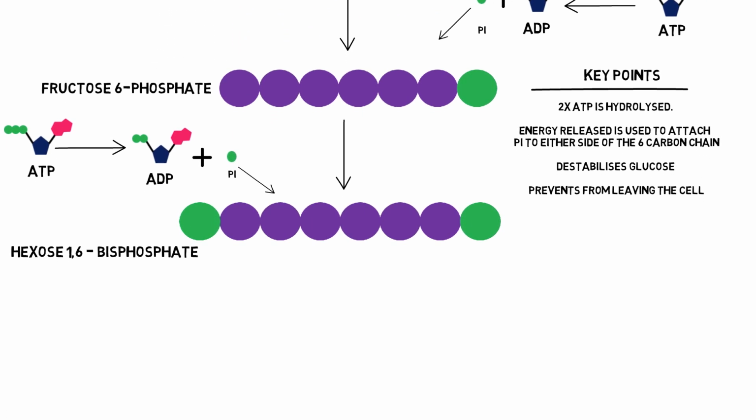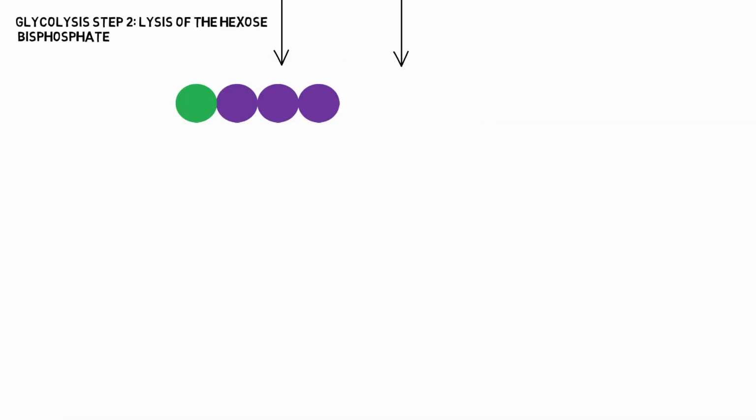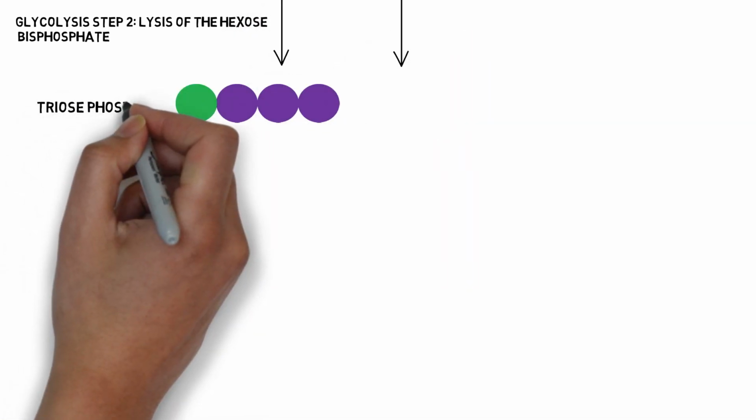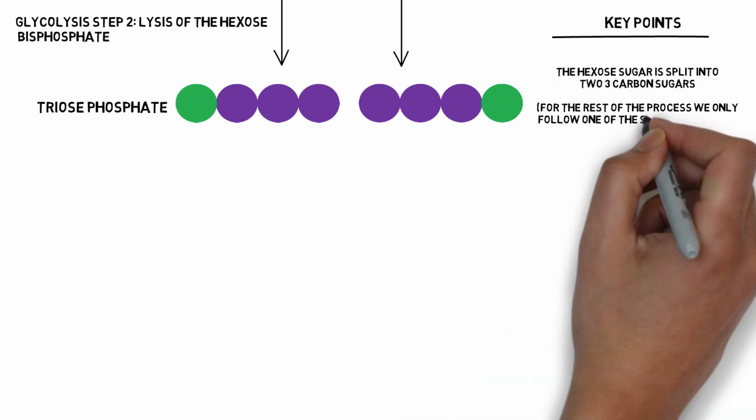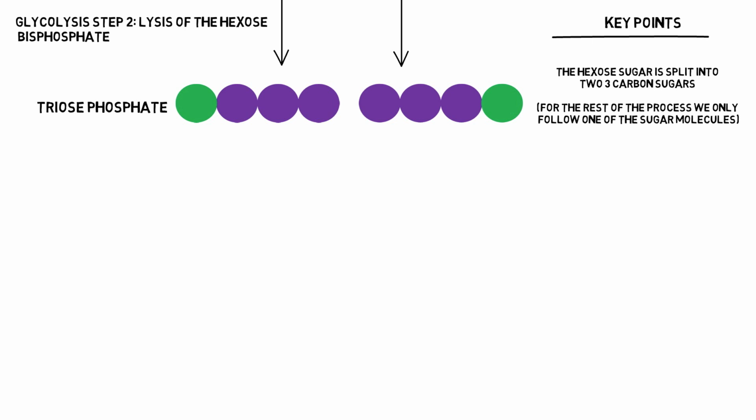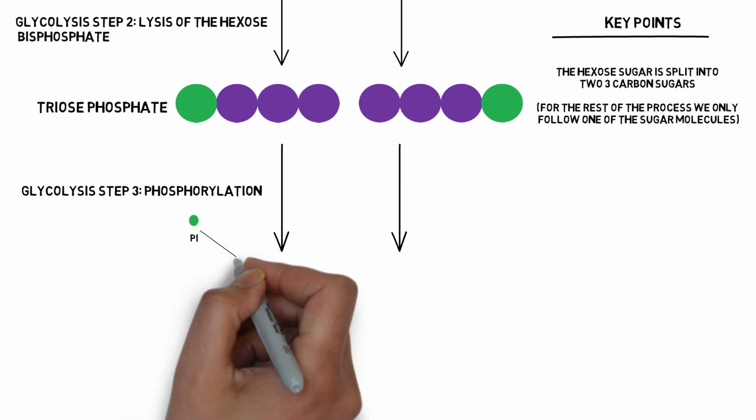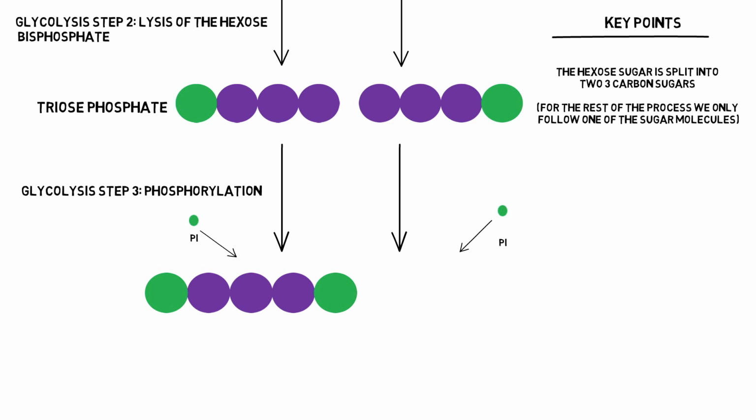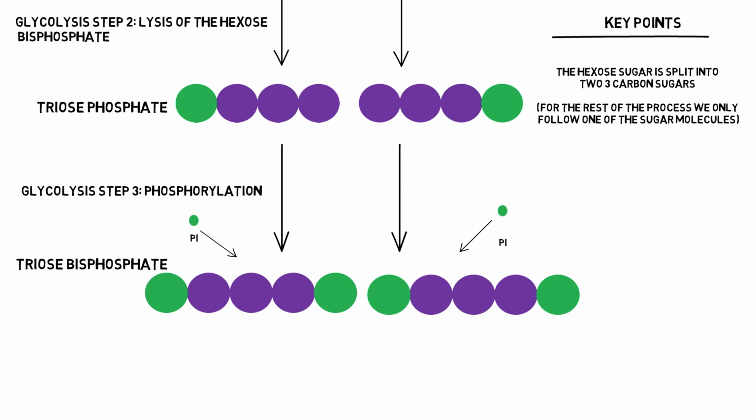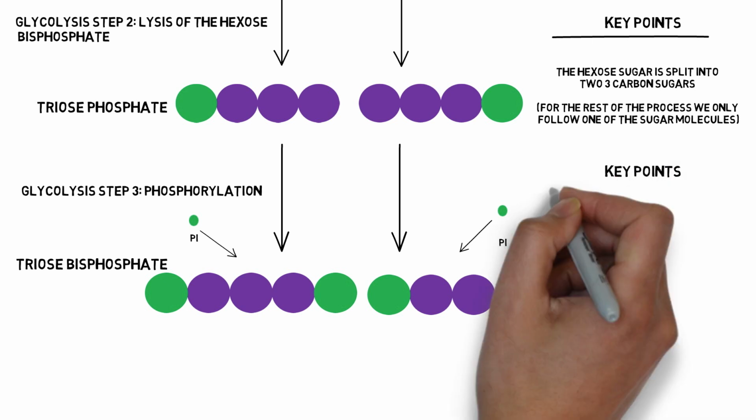In step 2, the unstable hexose 1,6-bisphosphate breaks down into 2 triose phosphate molecules. The triose phosphate molecules are further phosphorylated in step 3 to form triose bisphosphate. The inorganic phosphate molecules that make triose bisphosphate are free floating in the cytoplasm, and that's where they come from. The triose bisphosphate then move into the final phase, which is step 4.